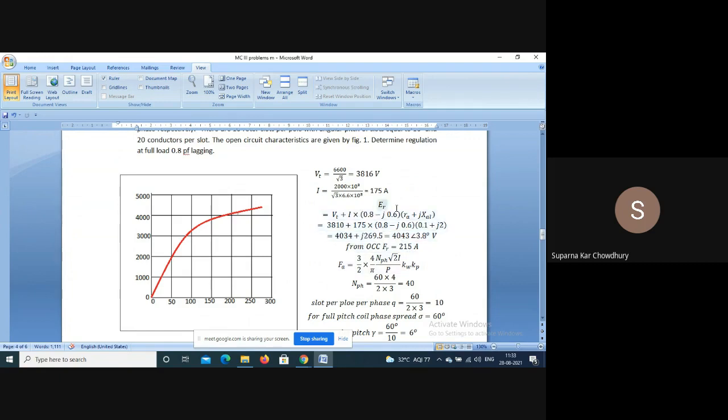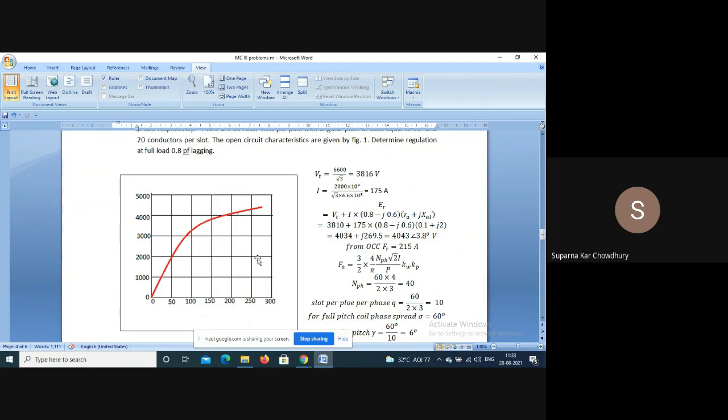So we have to calculate the regulation. First, we have to calculate the corresponding field current. Now in all the methods, what we assume is that the OCC, which is the open circuit voltage and field current relationship for open circuit condition, also gives the relationship between the air gap voltage and the resultant field excitation under loaded conditions.